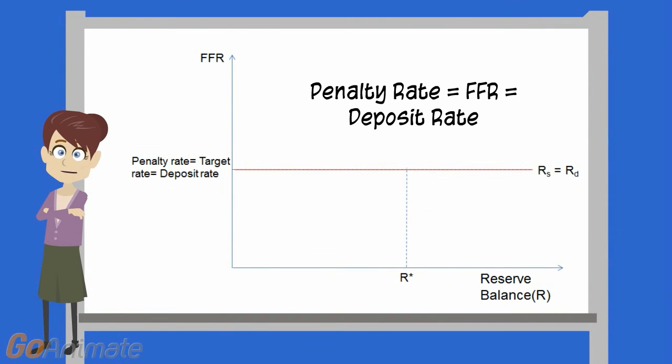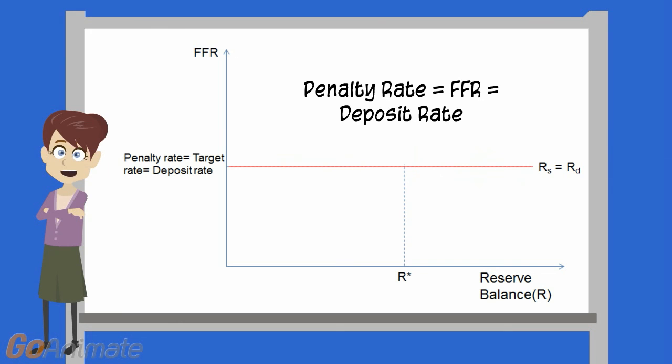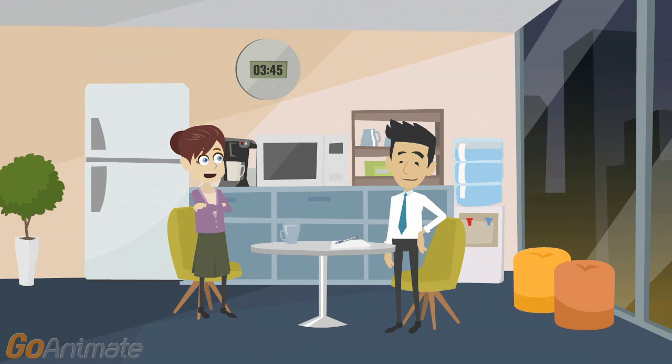Secondly, the central bank can set a corridor of zero. Then the penalty rate will equal the target rate, which equals the deposit rate. This method would perfectly target the overnight rate, as all the rates are equal to the target overnight rate. So, there is no room for any volatility with the overnight rate. Hopefully that gives you a brief idea of how the central bank operates.